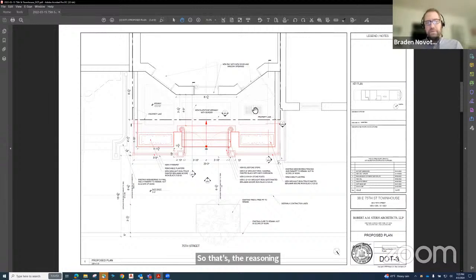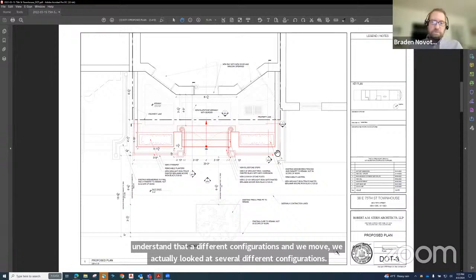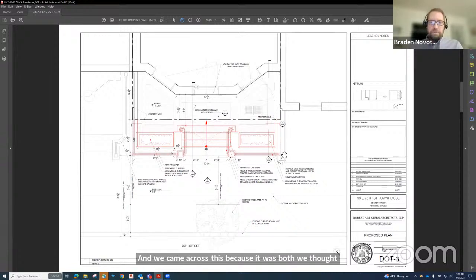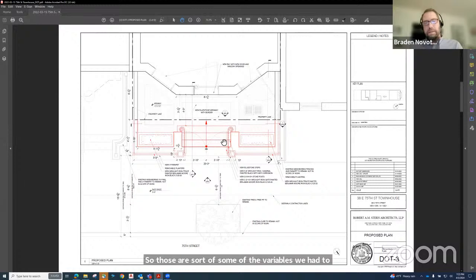Now I understand that there are different configurations, and we actually looked at several different configurations, and we came across this because we thought it was both conducive to the arrangement of the streetscape, and also worked well with the entrance sequence that our client preferred. So those were some of the variables we had to deal with in mitigating the transfer from the upper height of the street down to the lower entrance level.